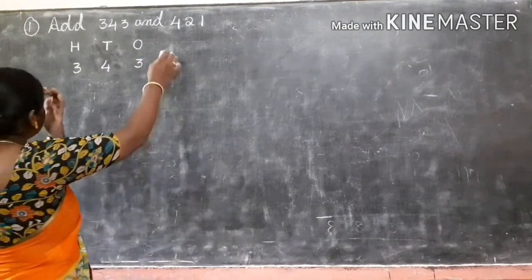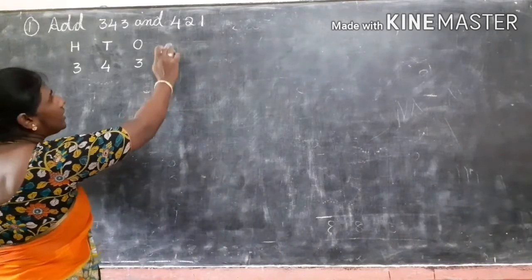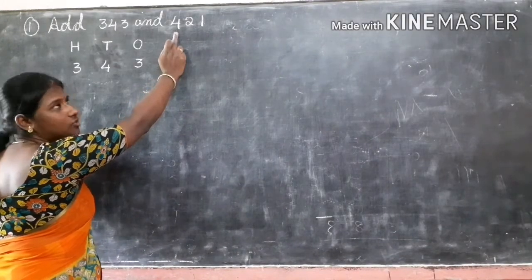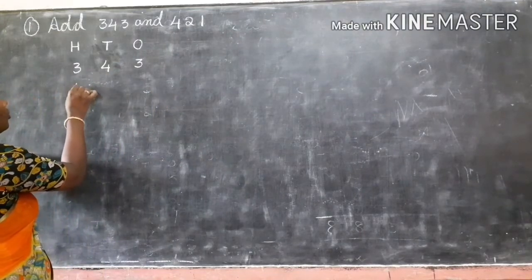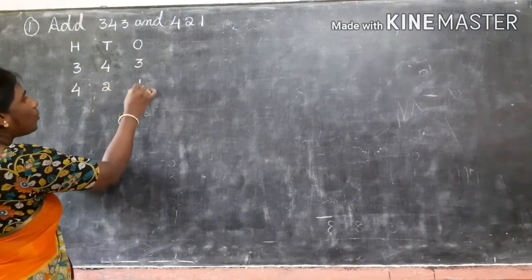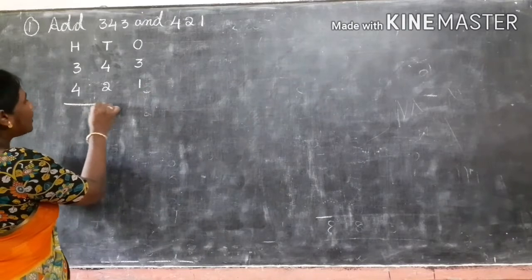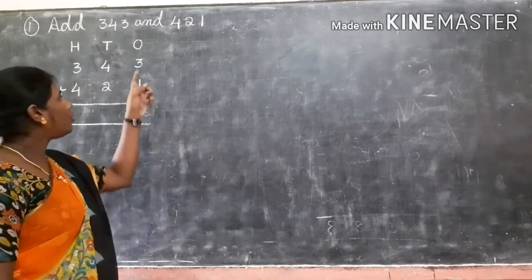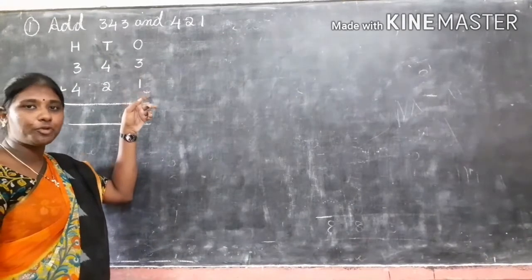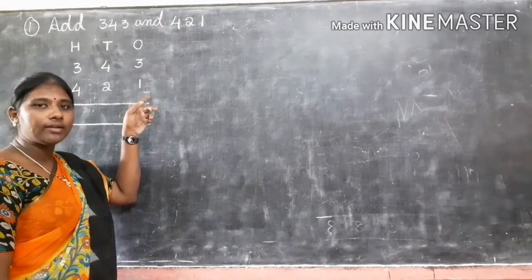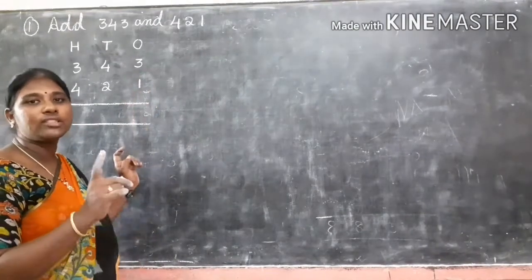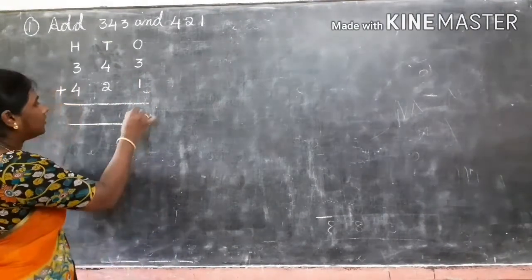Next one, 421. This number also starts from the hundreds place, so we write 4, 2, 1. Now we have to do the addition. First number 3, down number 1. Take one finger. 3 after 1 is 4. 3 plus 1 is 4.